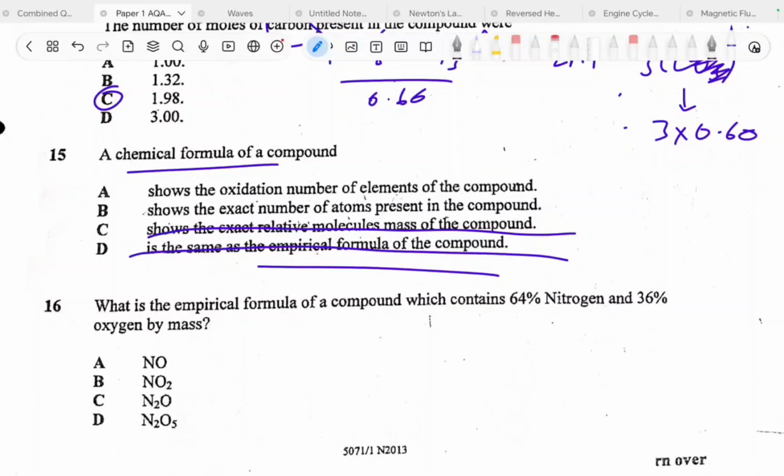Does it show the oxidation? No, it doesn't show the oxidation, so we can cancel that out. So the only answer remaining is B.